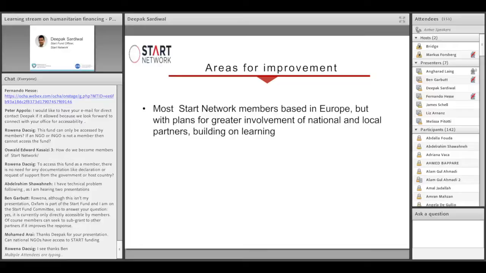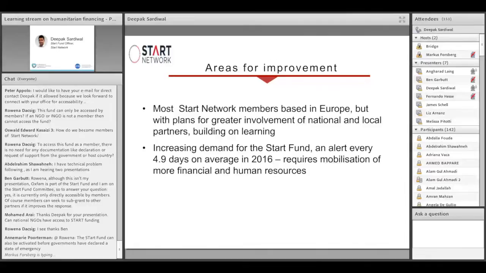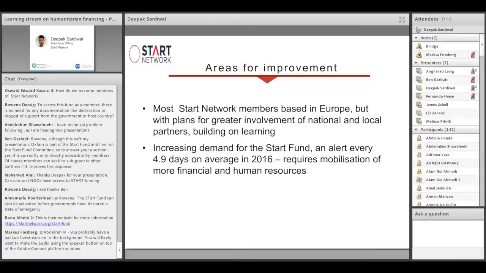Second area of improvement or challenge or issue I wanted to quickly highlight is that we've seen a huge increase in demand for the START fund. So we've had as many emergencies being alerted to the fund this year as 2014 and 15 combined. And in 2016 so far, there has been an alert, an emergency to the START fund every 4.9 days on average. And the amount awarded per month this year is also up by over a quarter compared to last year. So this, of course, requires additional mobilization of not just financial resources, but also human resources.